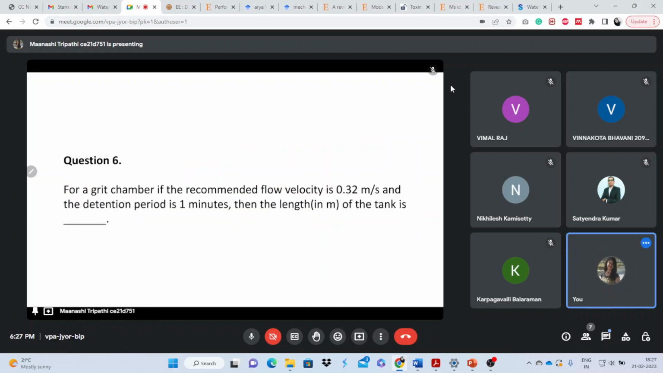Let's move towards the next question. For a grid chamber, if the recommended flow velocity is 0.32 meter per second and the detention period is 1 minute, then what is the length of the tank? This is a very simple question. It won't take more than 30 seconds to be solved. Please try to answer this question. Up to 2 decimal places fine. Take care of the units while solving.